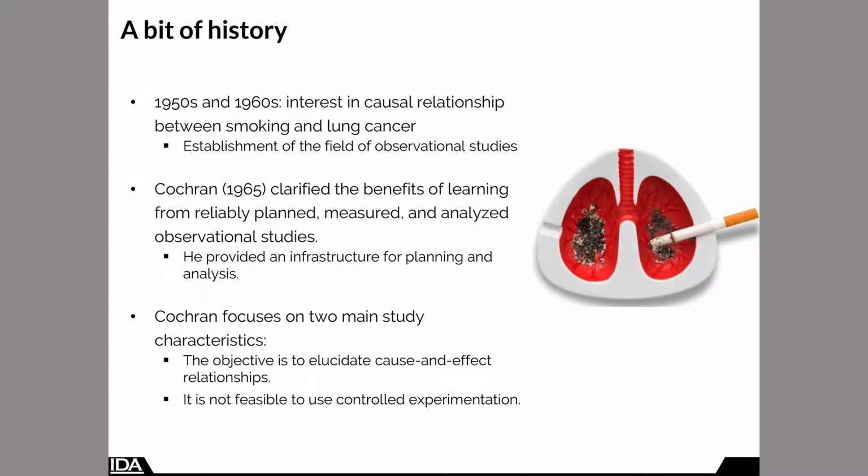And so the two characteristics that Cochrane specifies were if your objective is to elucidate cause and effect relationships, and if it's not feasible to use controlled experimentation, right? So usually it's not feasible to use controlled experimentation because of cost or because of ethics. Those are the two main reasons for observational studies.